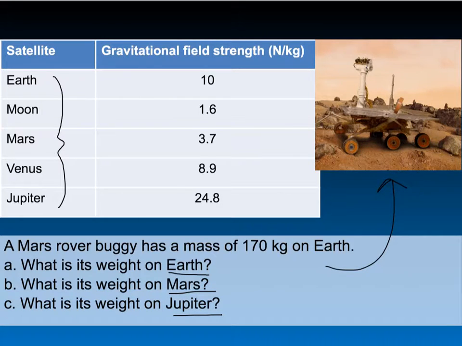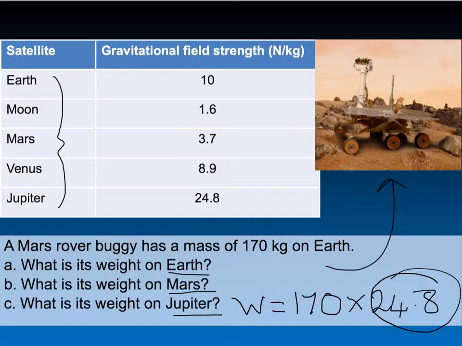If we're looking at these planets, the one that has the greatest weight will be Jupiter. Its weight equals its mass, which is 170, times 24.8. It has the highest weight for all of these planets, and that's due to its massive gravitational field strength.